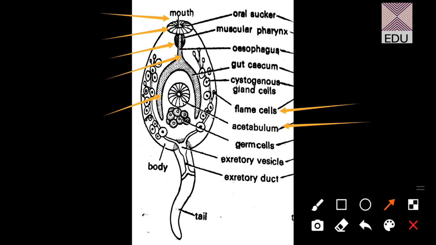Now, this particular form, the cercaria larva, has got a cystogenous gland. Now, this gland secretes the cyst wall around this particular larva. It can secrete a cyst wall. So, as this cercaria is making its next form, the metacercaria, by forming a cyst wall, this cystogenous gland is helping in the formation of the cyst wall.